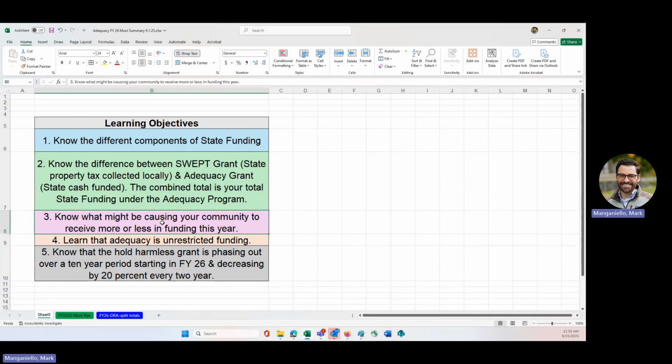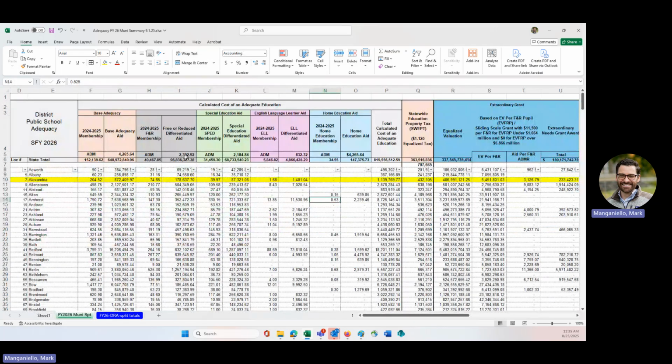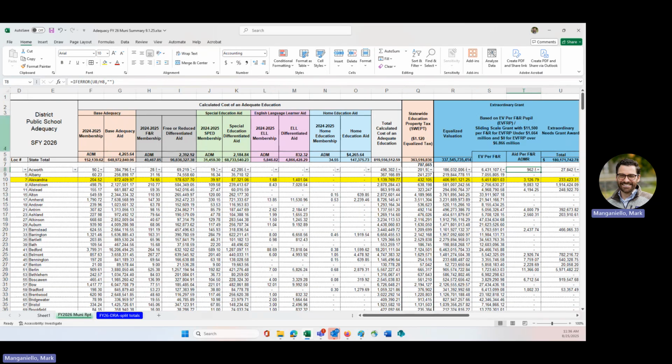Also, FNR number is really crucial. As we looked at this, FNR number is used here in determining the $2,392 students aid you receive. It's also used in this formula. So, for example, Berlin, $11,300 for each FNR student. So those FNR metrics are really crucial. And then know the difference between SWEPT and adequacy grant, and then know what it means both individually and then combined. So I think we covered all the learning objectives, and thank you for listening to this training.